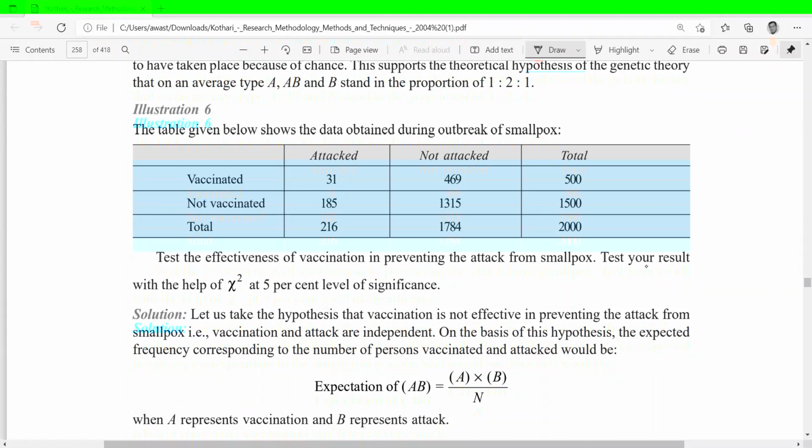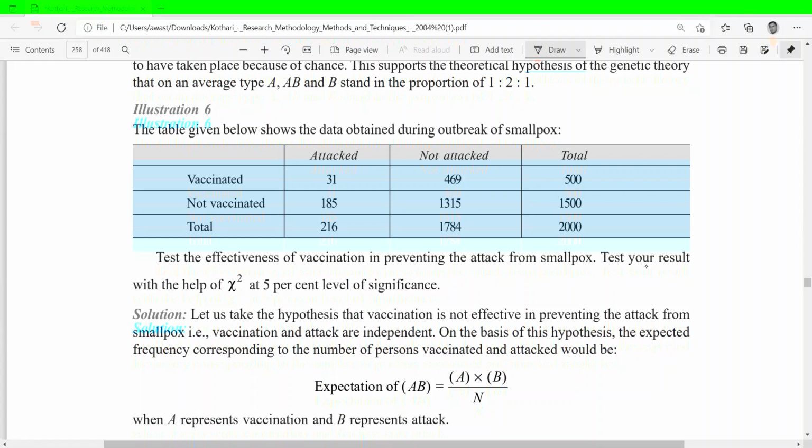Out of 2000 respondents, 31 were vaccinated and attacked by smallpox, and 469 were vaccinated and non-attacked. Similarly, 185 were attacked by smallpox and non-vaccinated. Similarly, 1315 were non-attacked and not vaccinated. If we see, a total of 500 respondents were vaccinated and 1500 were non-vaccinated. 216 were attacked by smallpox and 1784 were not attacked.